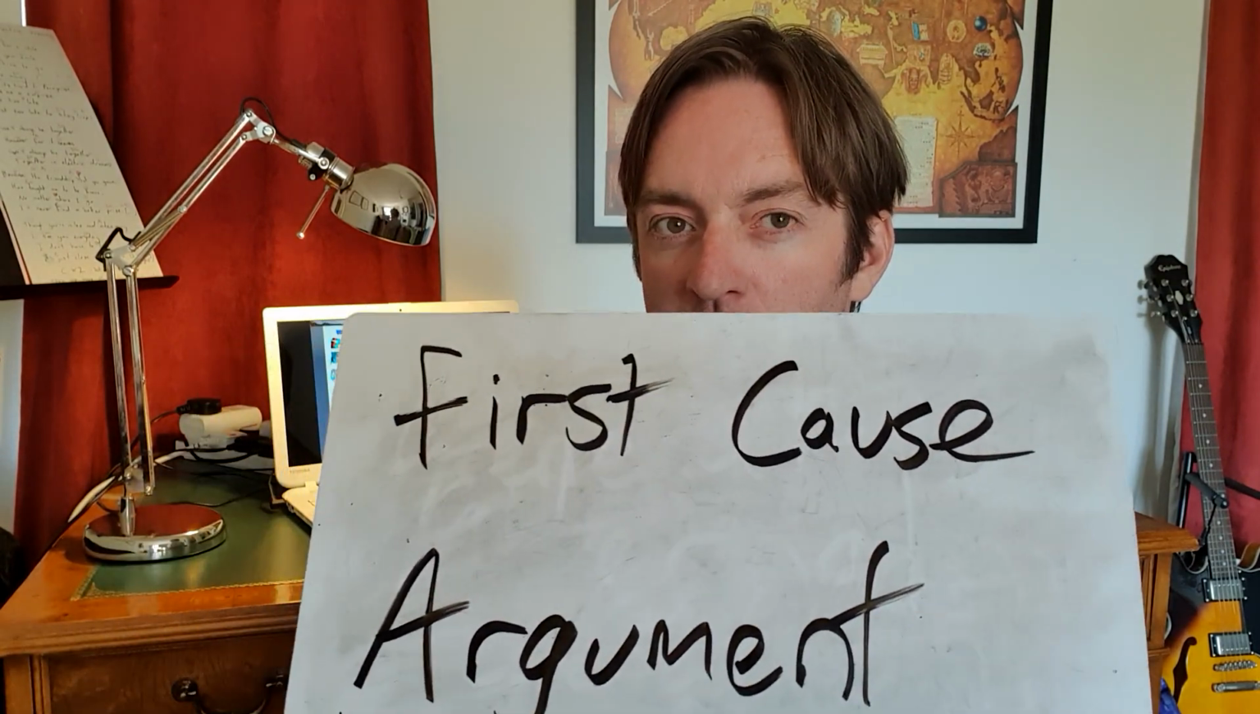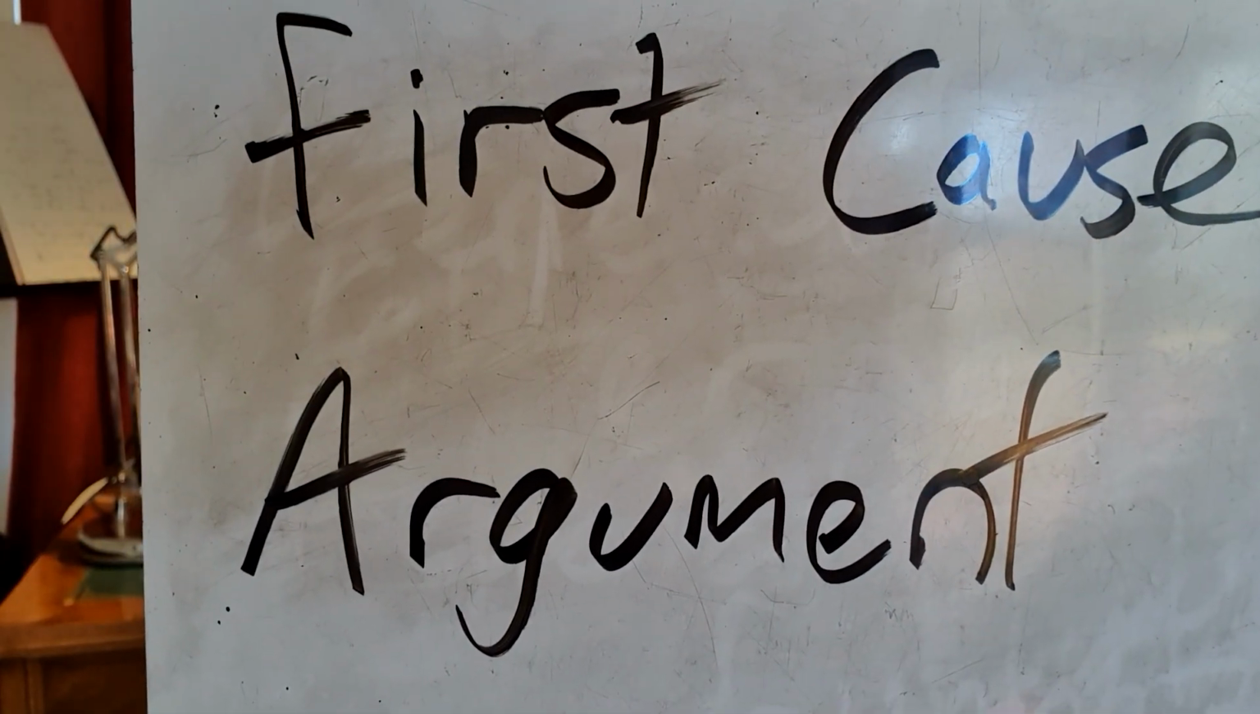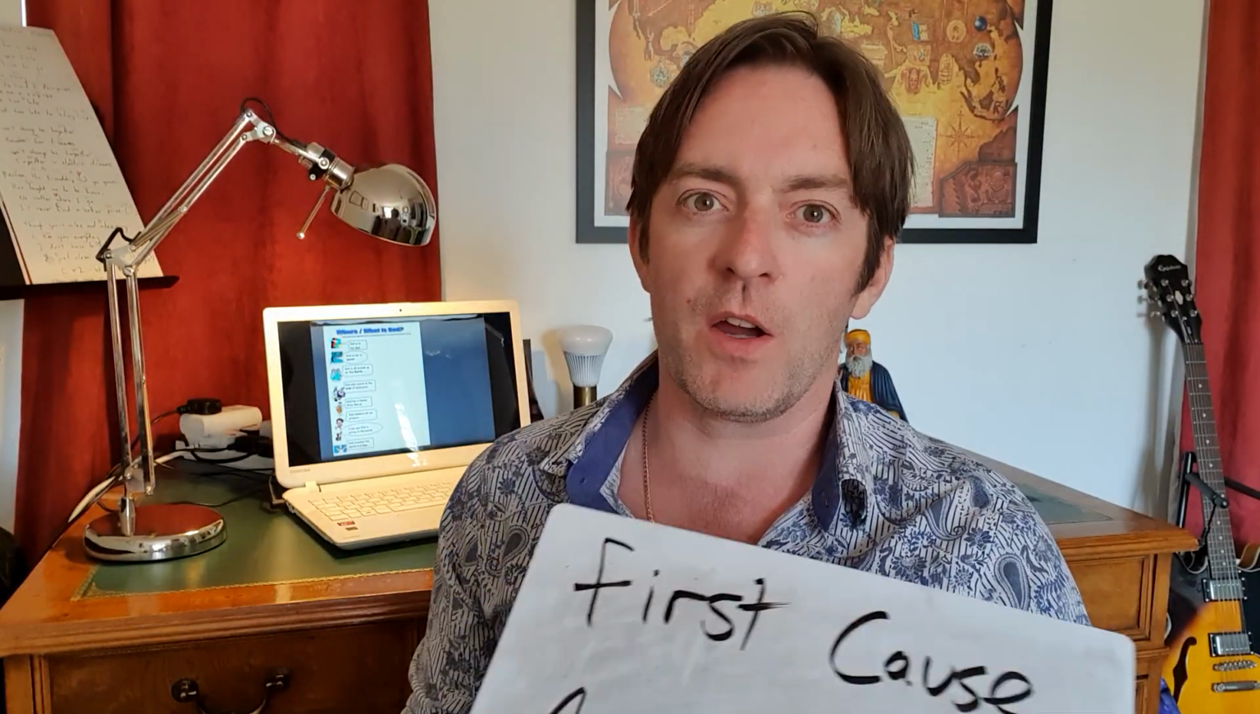The first cause argument is written like this. First cause argument. And the first cause argument is an argument for the existence of God. It says there is a God because there must be some sort of first cause to the universe. The universe that we live in couldn't have just come about by nothing. Couldn't have just come from nowhere. There had to be some sort of first cause to kick off the universe and make it a thing.